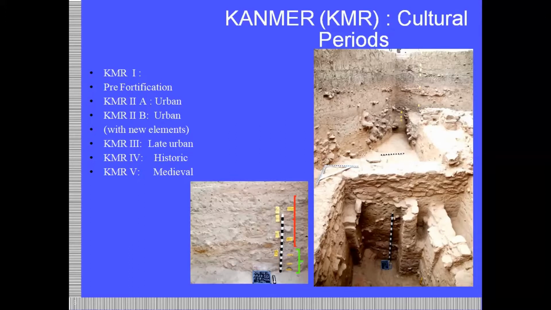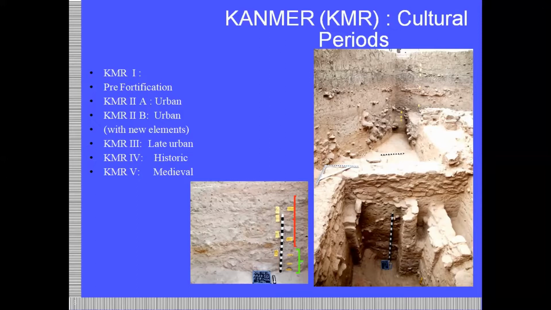Also, towards the end of Kanmer 2B, foreign material starts appearing at the site, and also the nature of deposit is different. Therefore, in Kanmer 2B you do have a lot of Surat material at Kanmer. In Kanmer 2A, you don't have that Surat material.